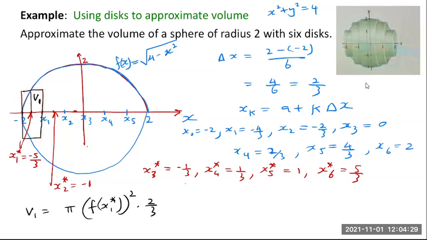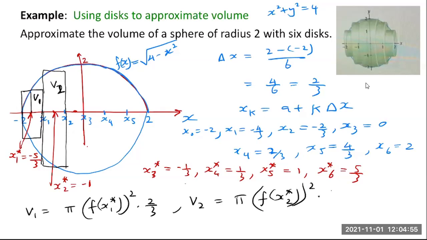Similarly, if I call V2 the volume of the second disk, you will get a disk like this. I'll call this V2. Then V2 will be equal to pi times r squared, that is, f of x2 star, whole thing squared, times delta x. Delta x is 2/3. Likewise, you can find V3, V4, V5, and V6.